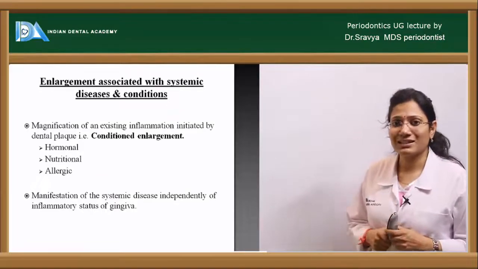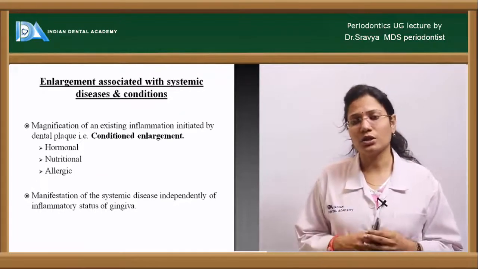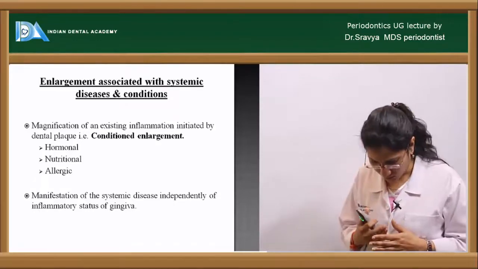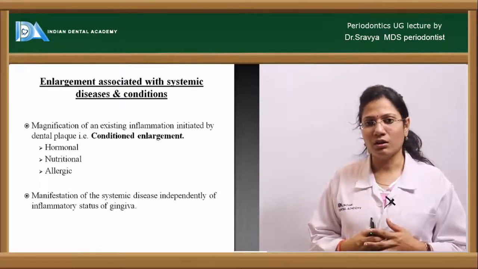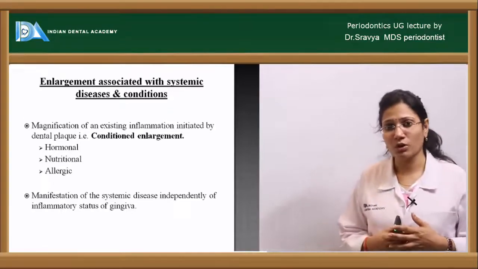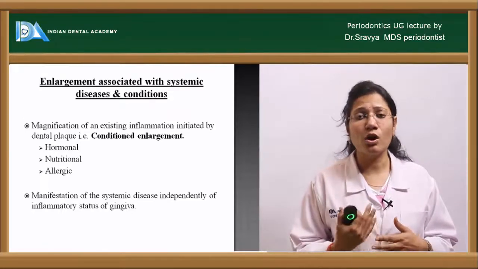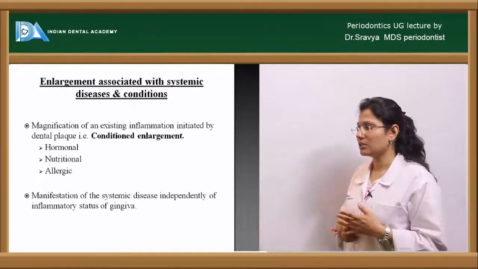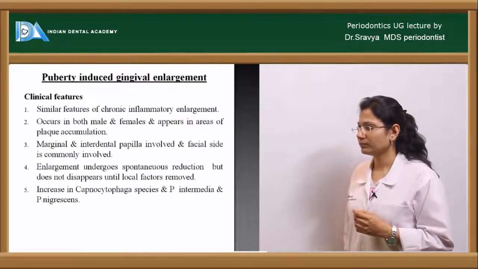Now, coming to the next category, that is the enlargement associated with systemic diseases or conditions. You've categorized them into conditioned enlargement and then the others. The conditioned enlargement includes the ones associated with hormones, that is puberty-induced, pregnancy, or the menstrual cycle. Okay, now these are the ones. Let's see each one in detail.